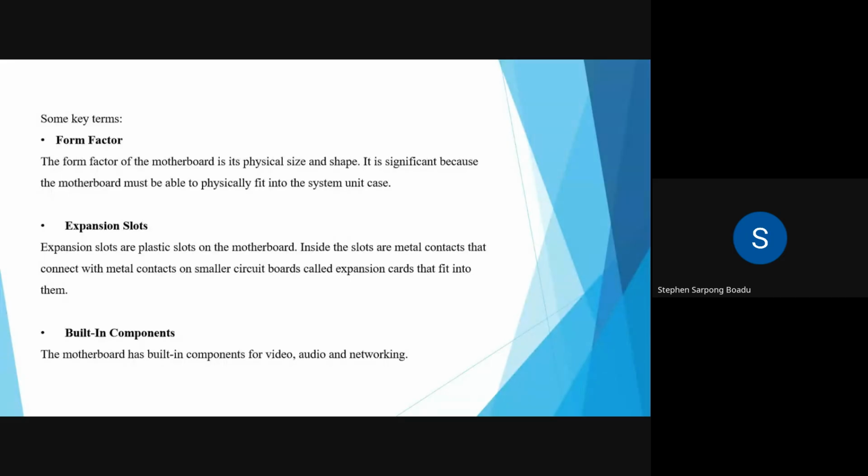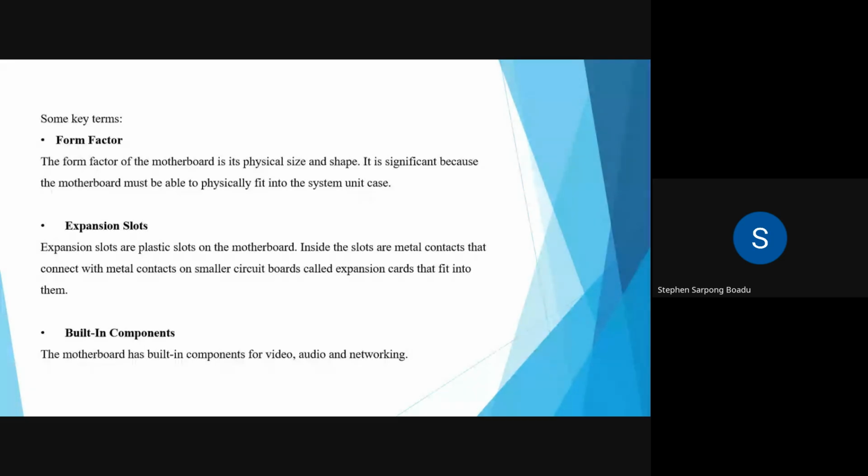So you can't have a motherboard that is bigger than your system unit, because the motherboard sits in the system unit. That is why the form factor is very important. So you need to consider the size of the system unit and then the motherboard.